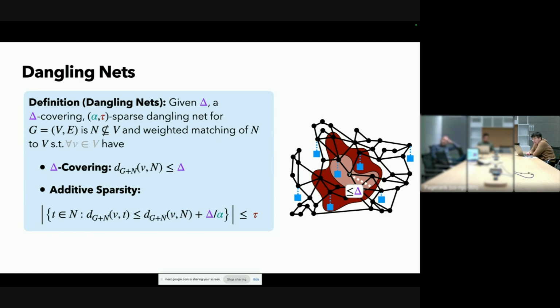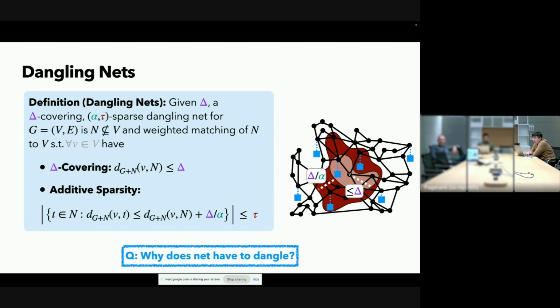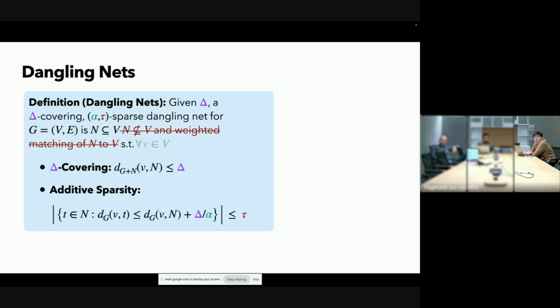Any questions about that? Okay, so if you don't have questions for me, I have questions for you, which is, why does this net have to dangle? Namely, I think something very interesting is happening in this definition. If you've thought about nets before in computational geometry or something, usually what we're used to is a definition that looks more like the following.